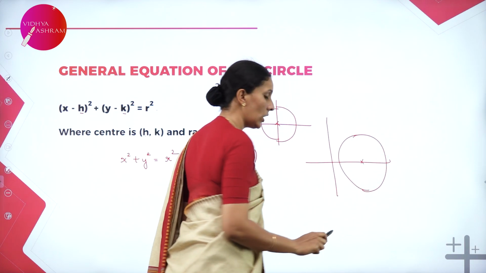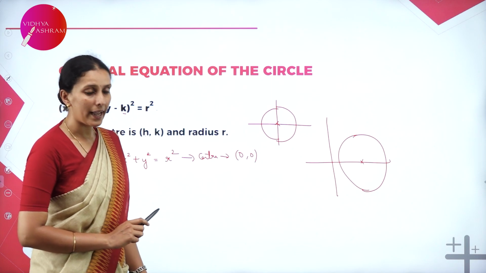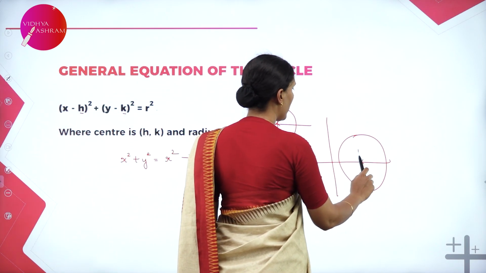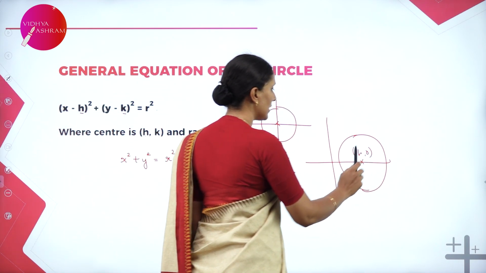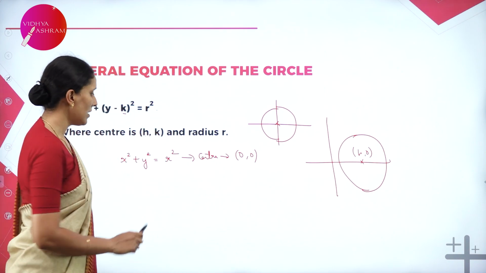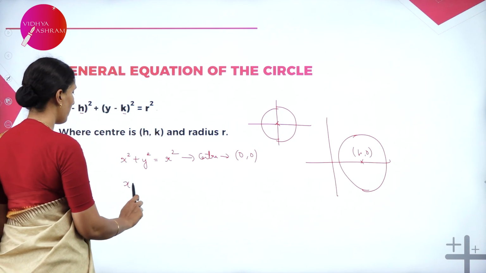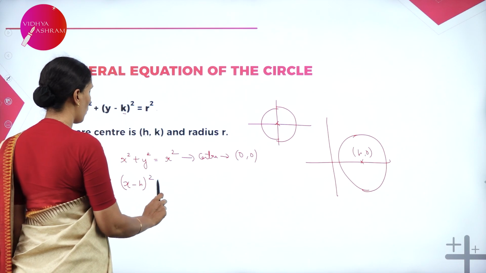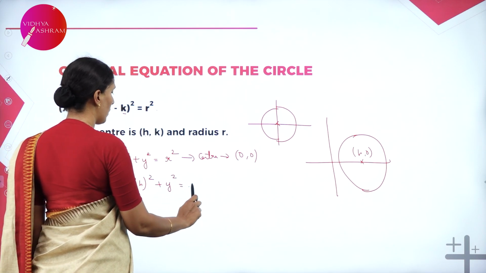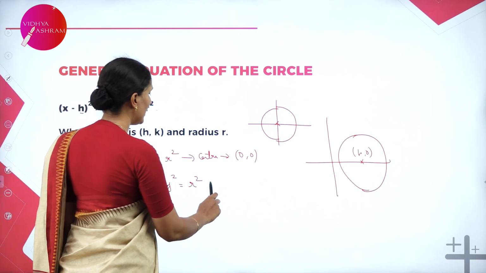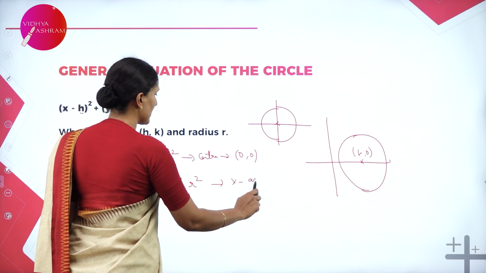Now suppose we have a circle whose center is along the x-axis. If this is the center, we know that any point on the x-axis will have y coordinate as 0. So the center can be written in the form of h, 0. Then the equation of the circle will be of the form (x minus h) whole square plus y square is equal to r square. That is, if the center lies on the x-axis.